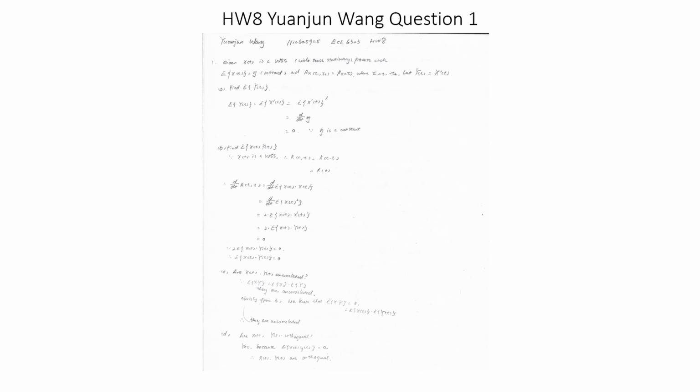D, are x of t and y of t orthogonal? Well, the answer is yes, because the theory is that E of x times y has to be equal to 0 in order to make x of t and y of t orthogonal. We know in this question that E of x of t times y of t is equal to 0. So x of t and y of t are orthogonal.